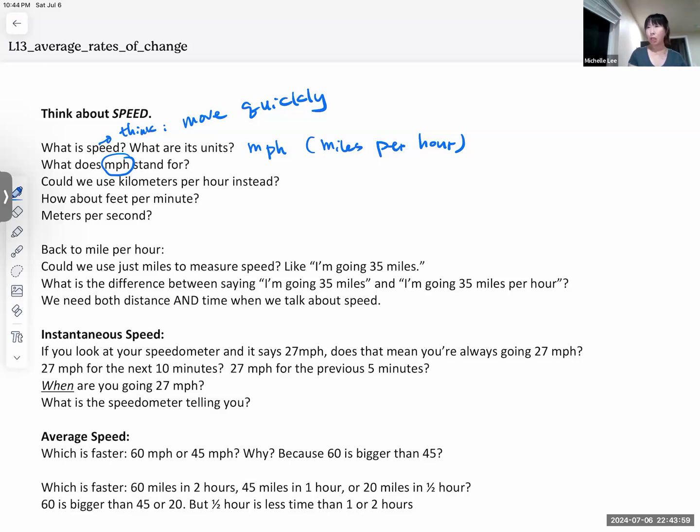Can we talk about kilometers per hour instead? Yes. And feet per minute? Yes. Meters per second? Yes, we can use those. So it's always distance over time. Okay, so back to miles per hour.